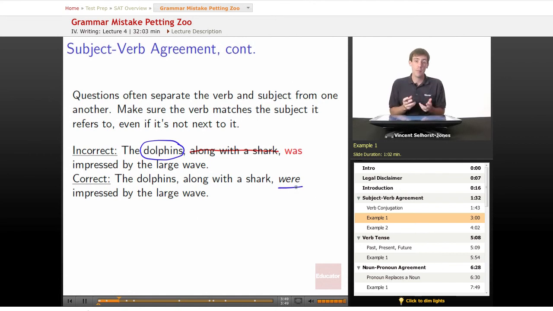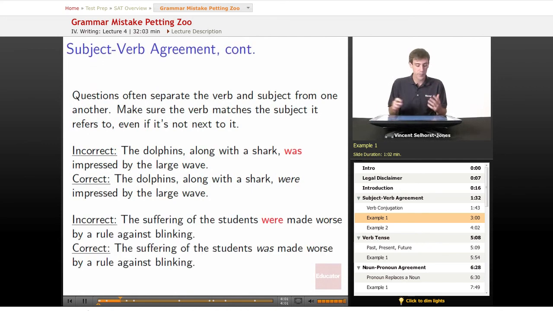We have to drop that middle clause that's obscuring it, that's making a fairly simple sentence into a more complex one. If we can take that complexity out of it and look at what the sentence is without that extra complexity, we'll be able to catch the mistake that much more easily. Similar thing going on here, but the other direction. The suffering of the students were made worse by a rule against blinking.